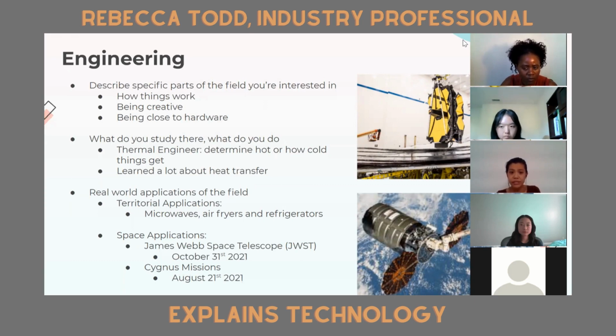Some other applications of heat transfer that you might be near and dear to are microwaves, pretty handy, uses convection, air fryers, and refrigerators, which is a cold cycle. The applications in space that I've had experience on in my career are the James Webb Telescope, which is going to deploy and launch in October later this year, and I've supported a Cygnus mission, which are service vehicles for the astronauts on the International Space Station. So thermal engineering is pretty important wherever you go, helping make everyday people's lives easier and going to other planets or out into deep space.